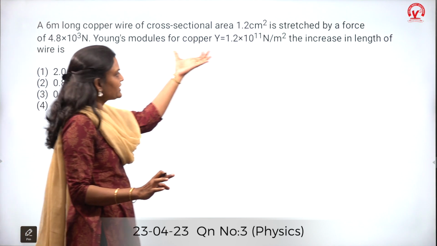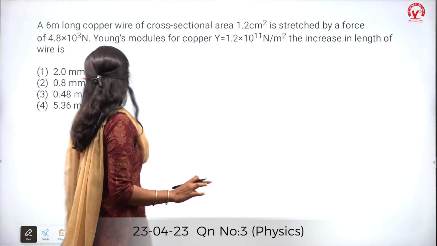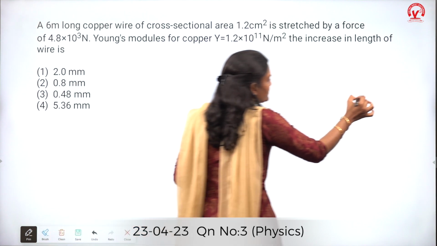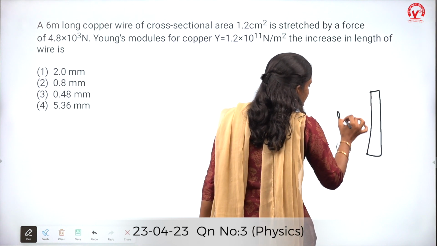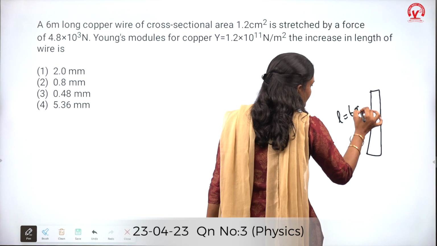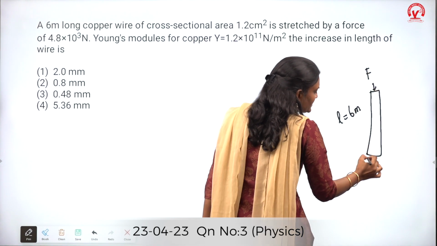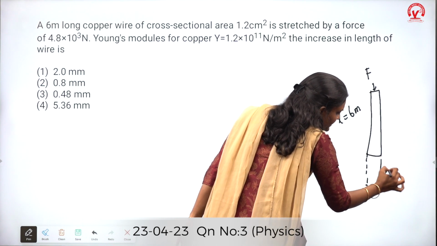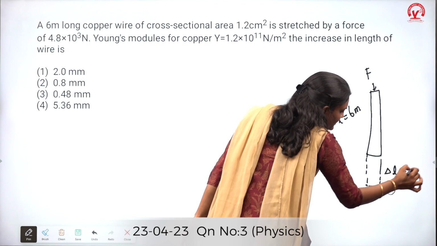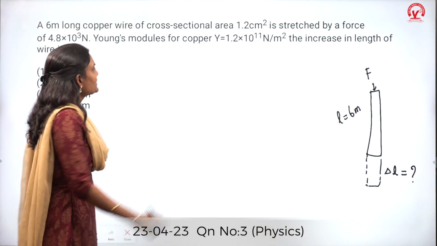Find the Young's modulus; they have given the Young's modulus value. We need to find the increase in length of the wire now. We are taking the original length of the wire as 6 meter. Applying a force to this wire, there is a change in length in the wire. This we are going to take as del L. Our aim is to find the change in length of the wire.